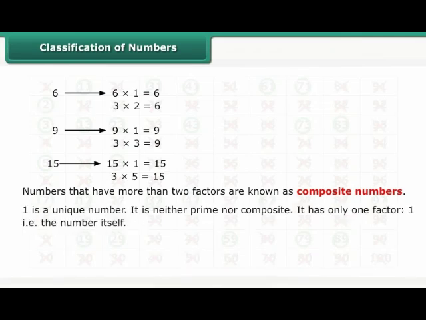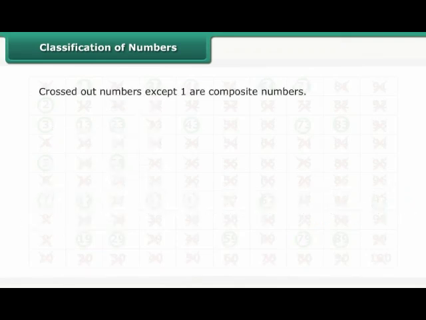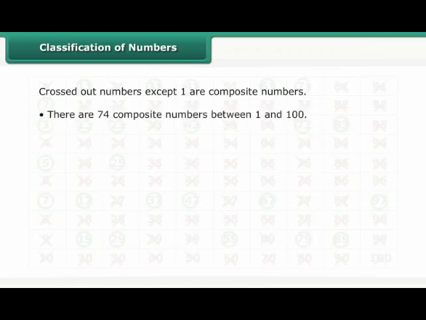1 is a unique number. It is neither prime nor composite. It has only one factor, 1, that is, the number itself. Let us consider the sieve of Eratosthenes. Crossed out numbers except 1 are composite numbers. There are 74 composite numbers between 1 and 100.